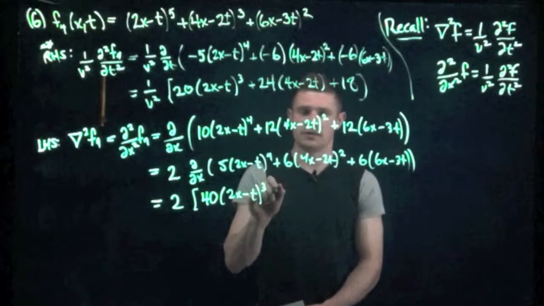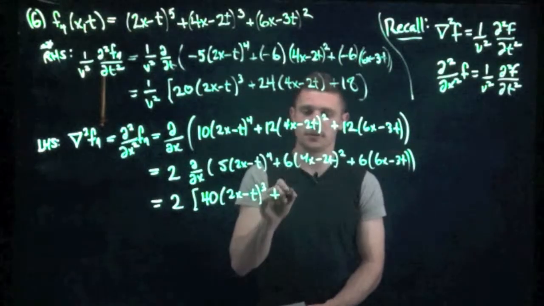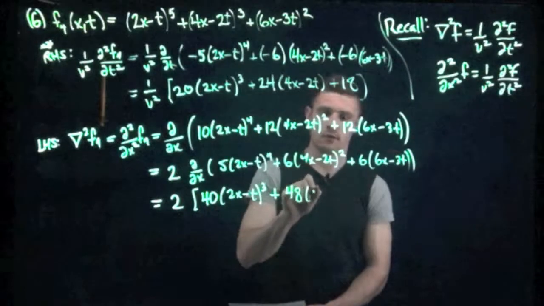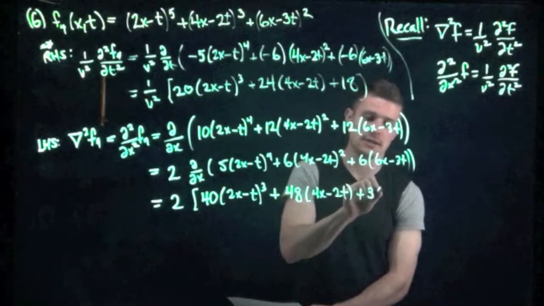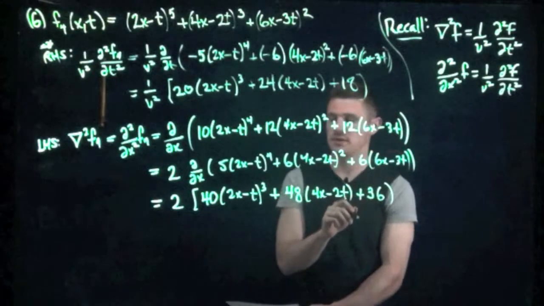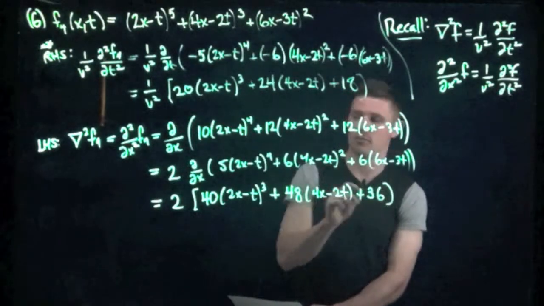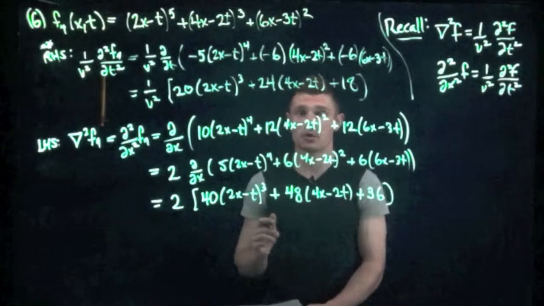And then here we'll see we get a 2 times 6 is 12 times 4 is a 48.4x minus 2t. And then here we have a 36, since the t term goes to 0. And again, you can see why if I hadn't pulled that 2 out, those factors would have gotten large quickly.